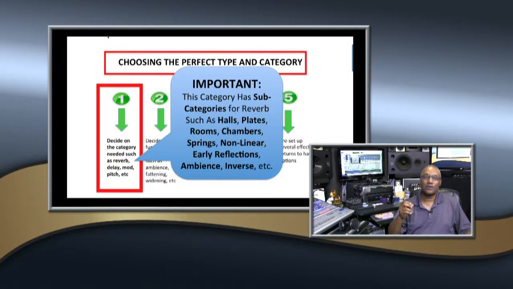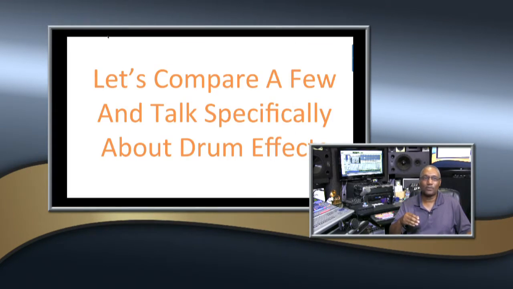So it's important to understand that the category has subcategories. The category of reverb is not just you think about it and then reverb is done. Okay, I put some reverb on, I'm done. You've got subcategories to break it down. So that's real important. Let's compare a few and talk specifically about drum effects and drum reverb.